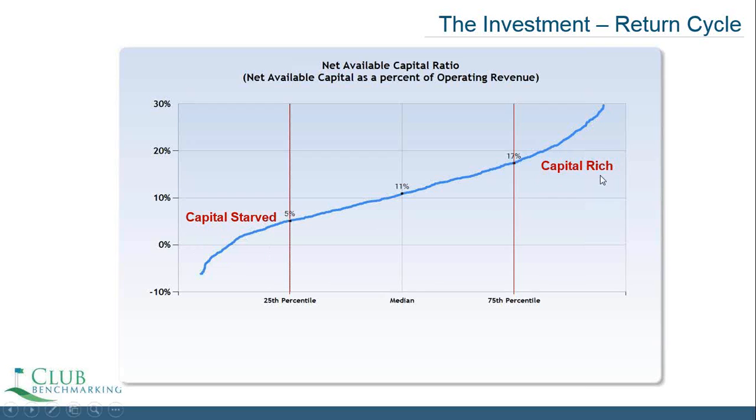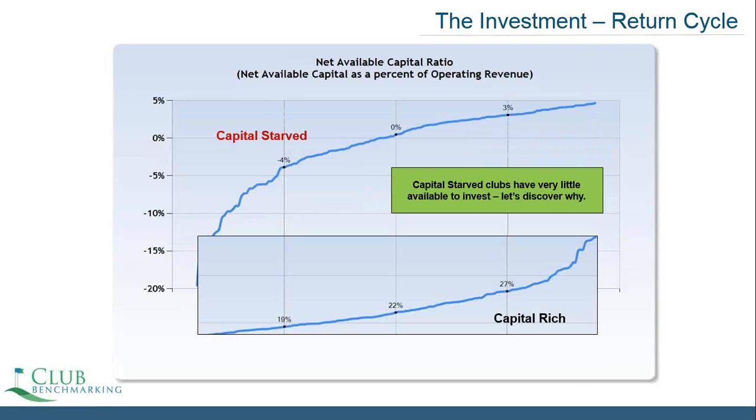It's fairly intuitive that these clubs would probably be in different relative positions in terms of the investment cycle, but we'll look at it specifically. The goal of this is to help clubs drive themselves in the right direction: A, recognize where they are, and B, understand the clubs that are, frankly, more successful than we are. What are the attributes that they have, and how do we emulate those attributes?